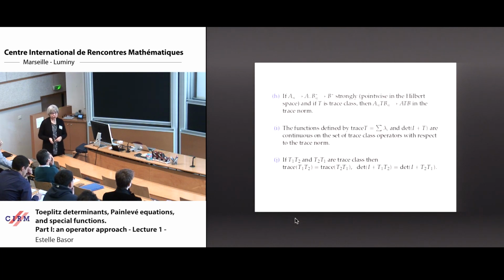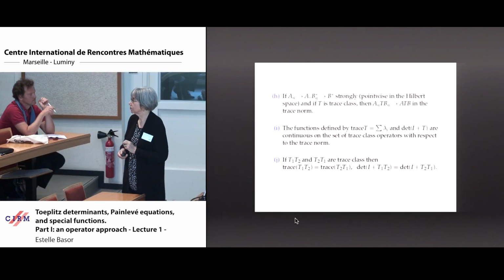If T1, T2, they don't have to individually be trace class, but if the product is trace class and T2, T1 are trace class, then the trace of T1 T2 is the trace of T2 T1, and the determinant of I plus T1 T2 is the determinant of I plus T2 T1. So if you think about ordinary determinants, everything that works there basically works here. You just have to be in the right setting to get things to work.